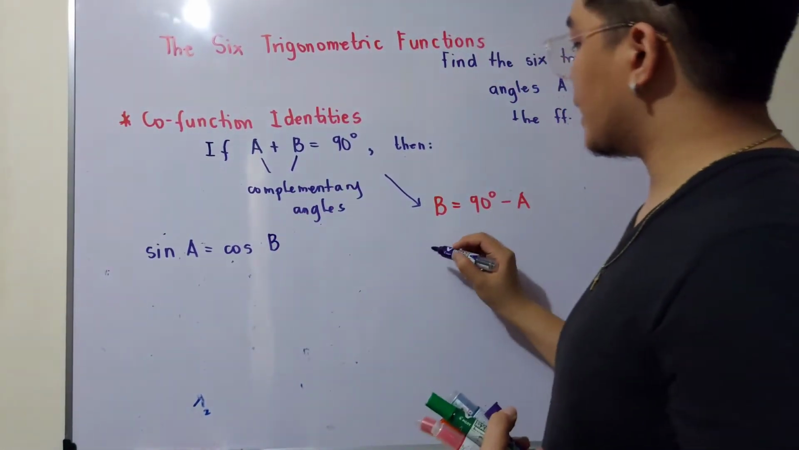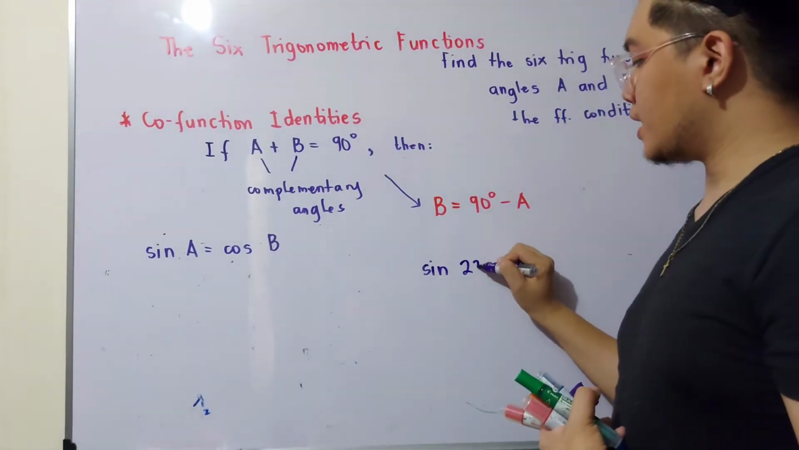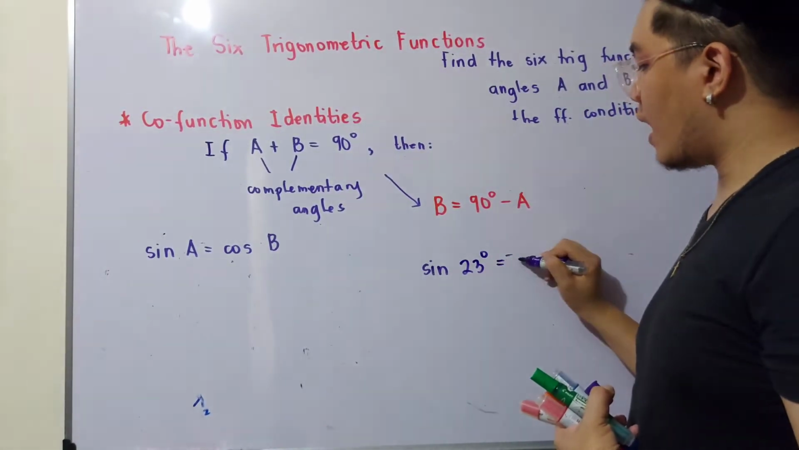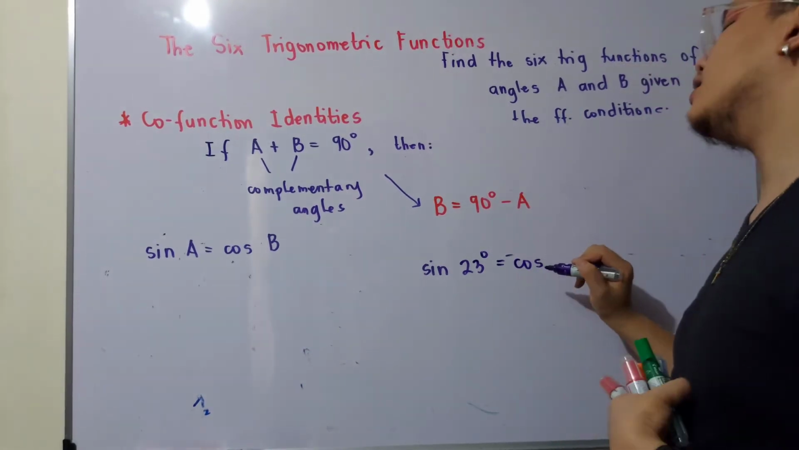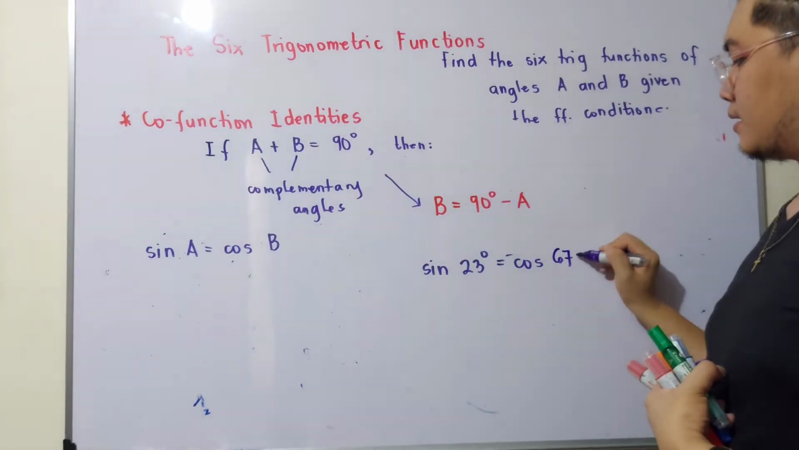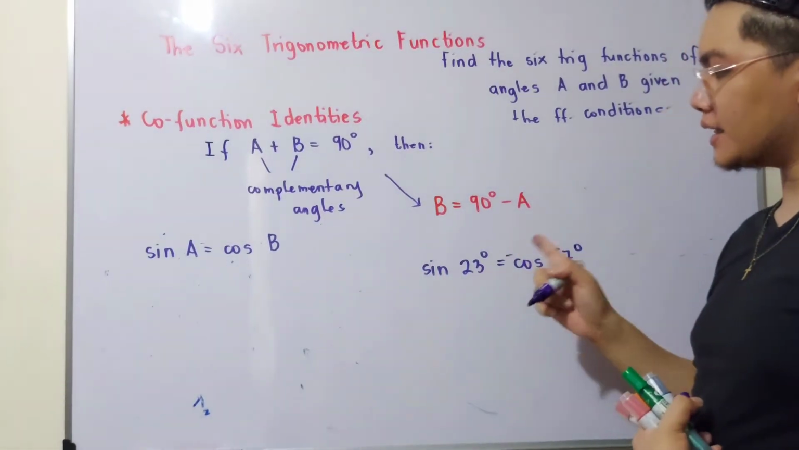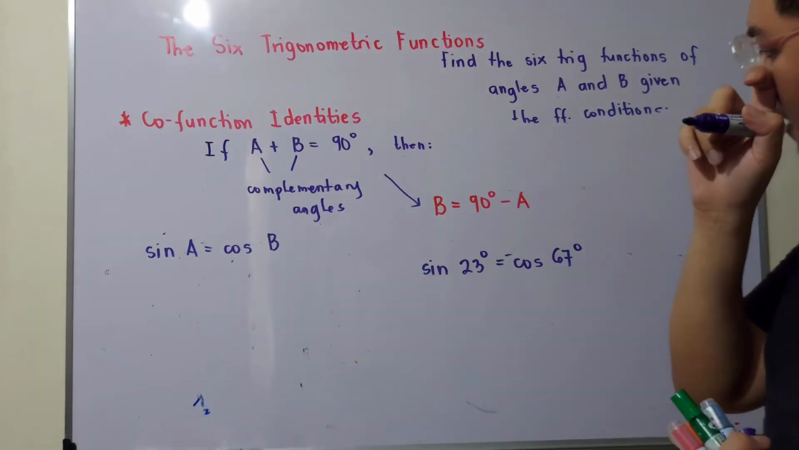So, ano pa pwede natin example dyan? Yung sine ng 23 degrees equal sa cosine ng 67 degrees. Check nyo sa calculator, guys. Dapat naka-degree yun, ha? Degree mode.